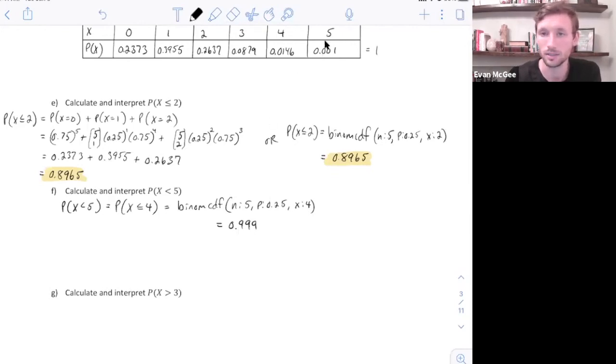You could have just subtracted this value because it's the complement rule, right?